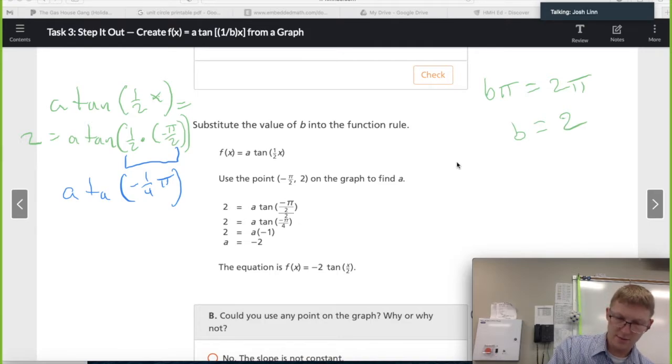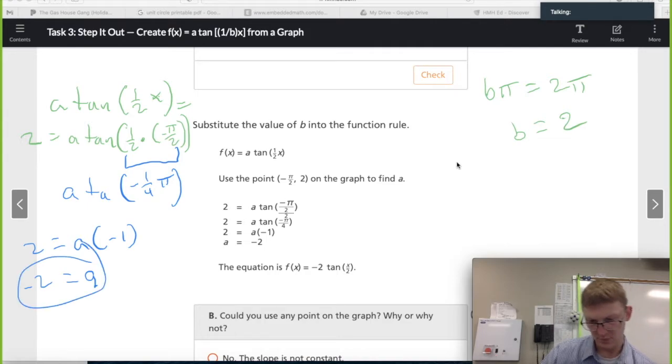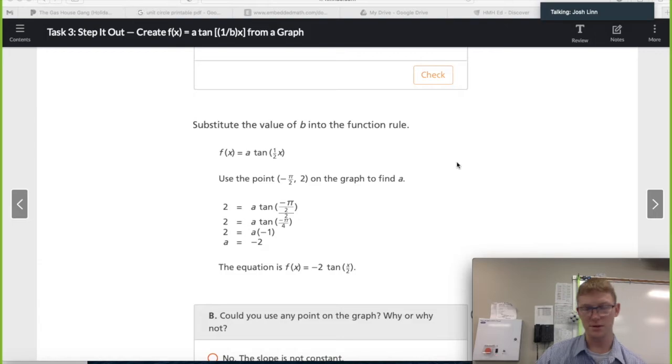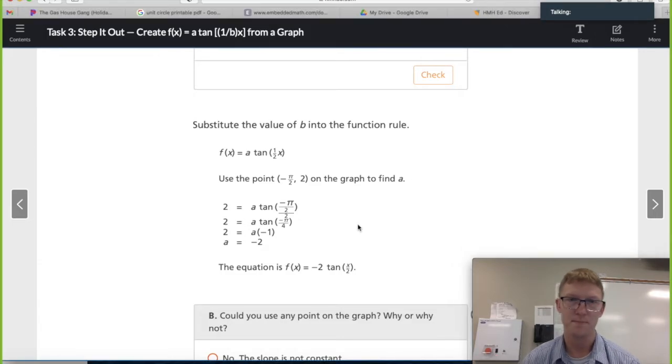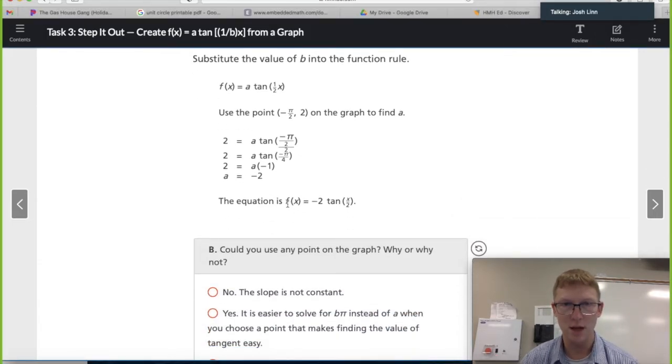So now we have 2 equals a times negative 1. Divide both sides by negative 1, and you have negative 2 equals a. Oh, look, that's what they got too. I love algebra. That makes me so happy. So then we plug everything in, and here is our equation.